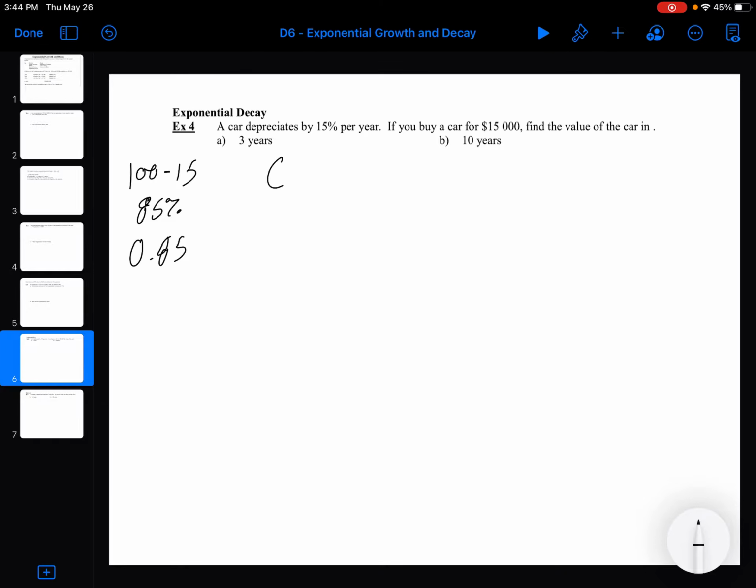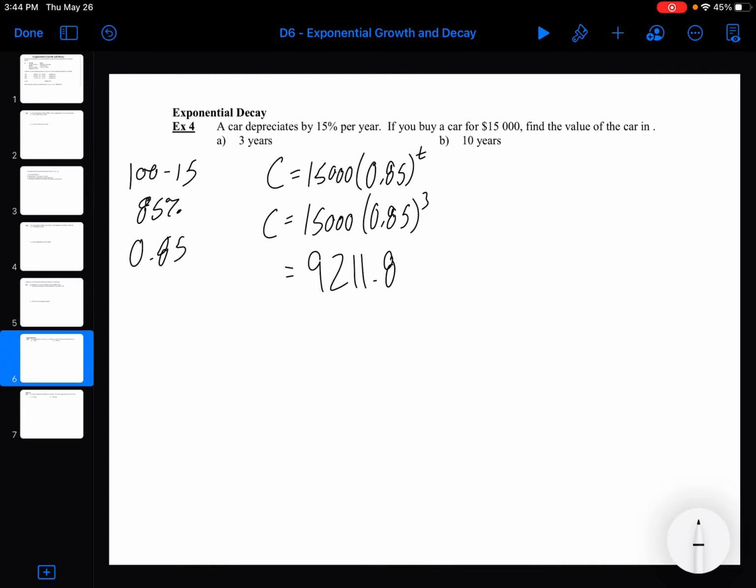Okay, we've got our cost or our price or however you want to label it. It's 15,000 times 0.85 to the T. After 3 years, our cost is going to be 15,000 times 0.85 to the 3. So we've got 0.85 to the exponent 3 times 15,000. It's going to be about 60% of what you bought it for. Now, when we're doing this, we always have to round it to money, so 2 decimals. So therefore, we've got that.